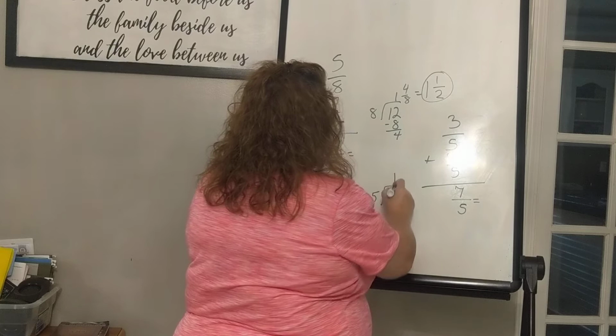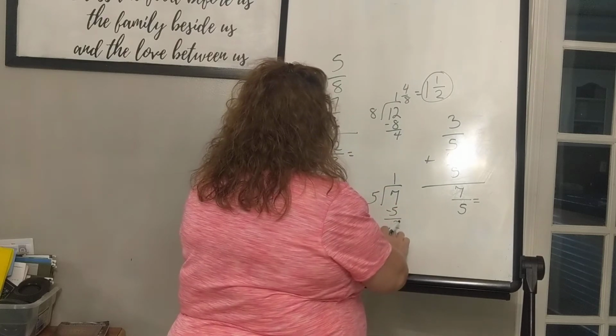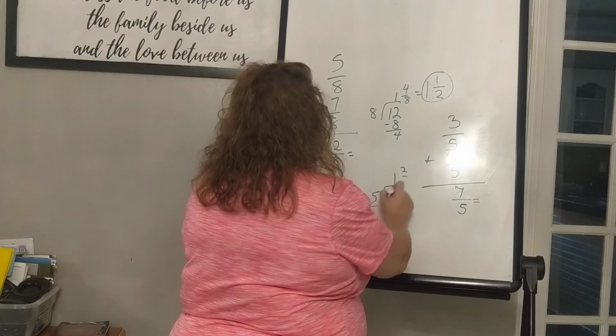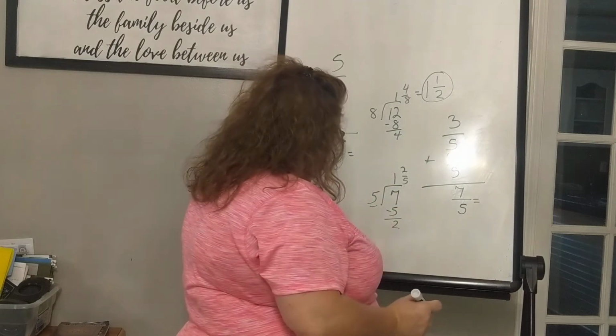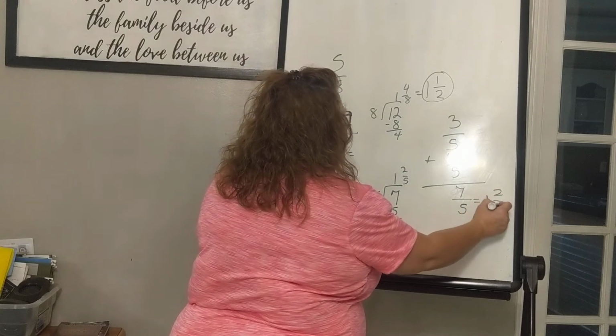5 will go into 7 one time. 1 times 5 is 5. 7 minus 5 is 2. 2 becomes our numerator. 5 is our denominator. 1 and 2/5. 2/5 cannot be reduced, so that is our answer.